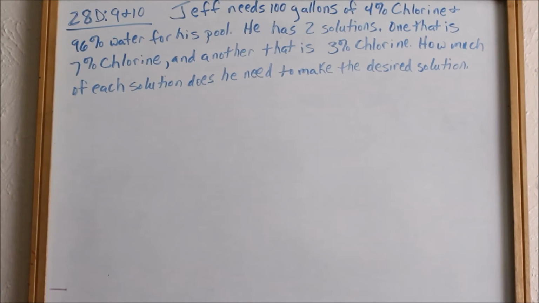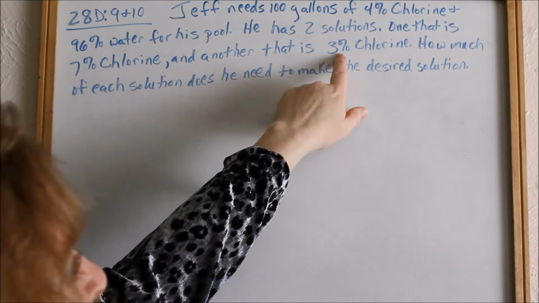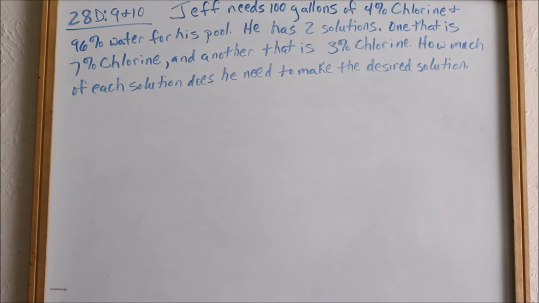Okay, we're looking at 28D, number 9 and 10. Jeff needs 100 gallons of 4% chlorine and 96% water for his pool. He has two solutions, one that is 7% chlorine and another that is 3% chlorine. How much of each solution does he need to make the desired solution?